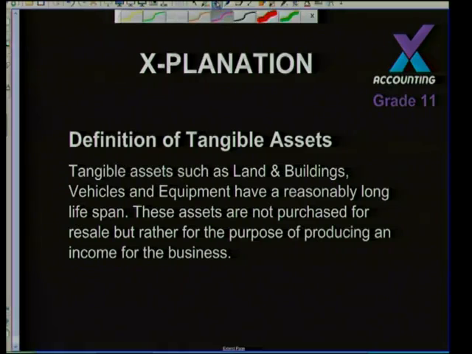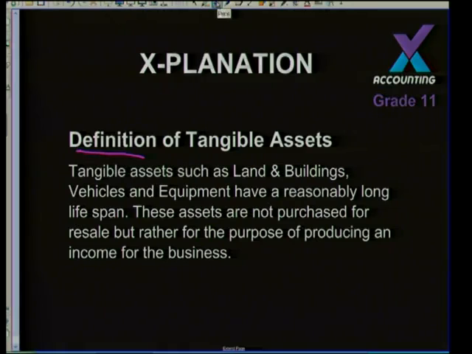So a lot to do in this lesson, but you're going to find that most of the content is grade 10 work, and we're obviously going to be recapping it because it's absolutely important for grade 11 as well as for grade 12. So let's get started. Right, let's start firstly with the definition of tangible assets.